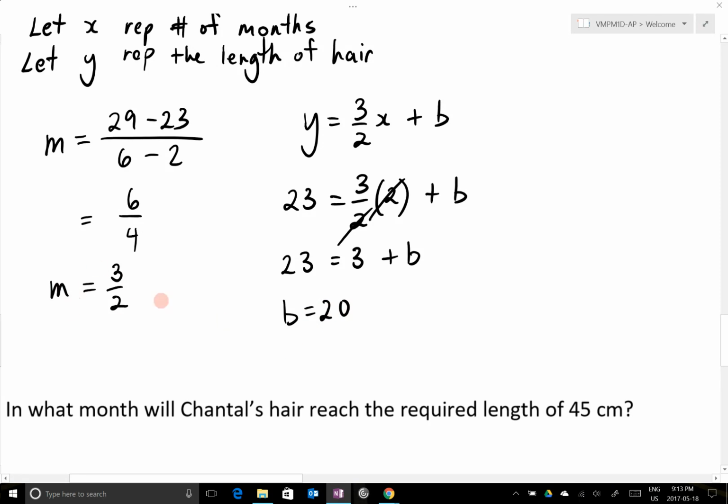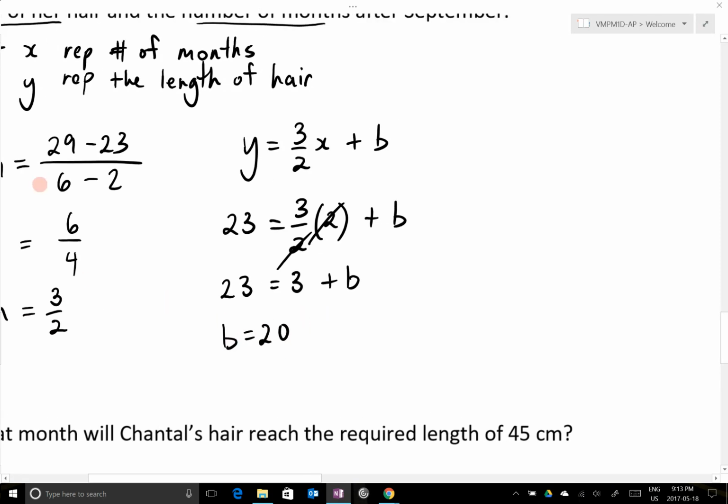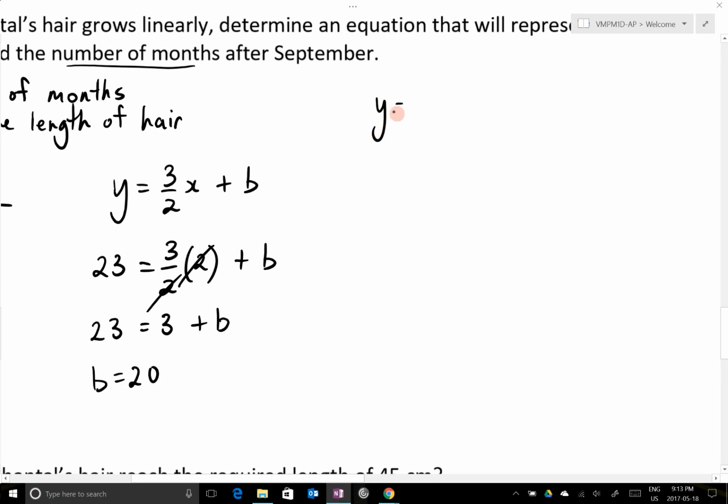So I have m over here, I have b over here, and now I can create my equation. The equation is y equals 3 over 2 x plus 20.